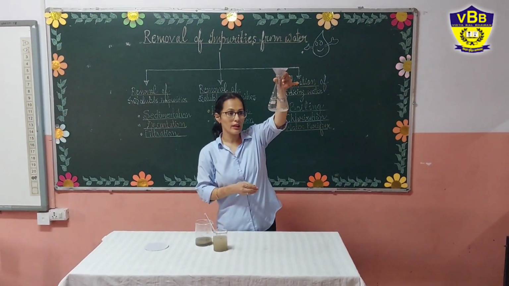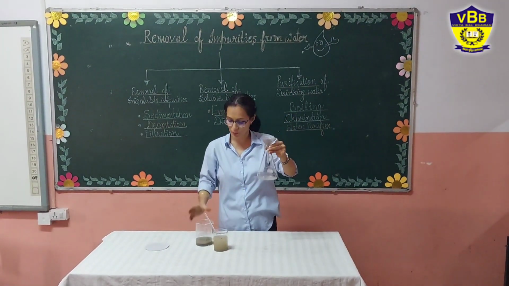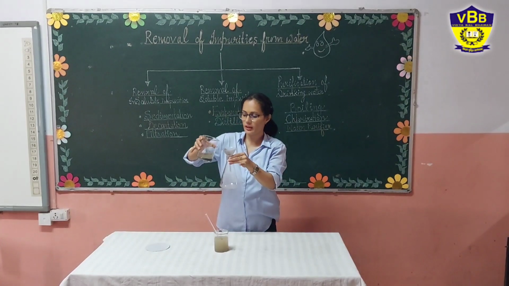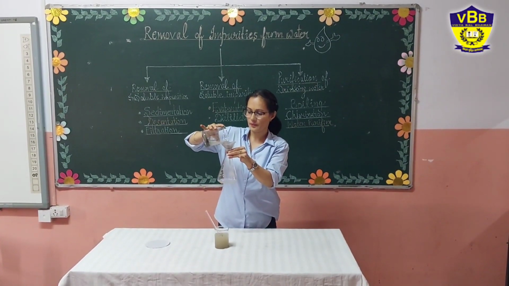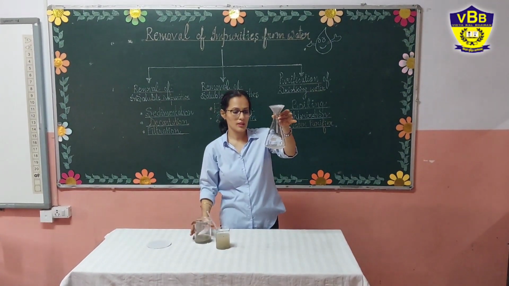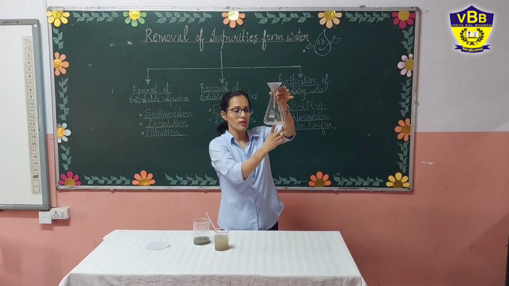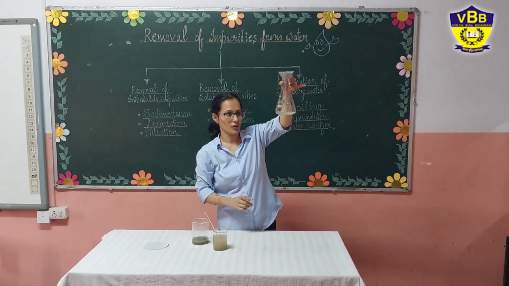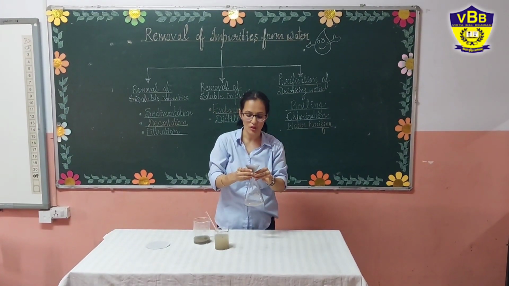And you can see the clear water is coming out. So this is our filtration process. Slowly we can do it like this. You can see the clear water is coming. Now there are no floating impurities in the water. So this is our filtration process.